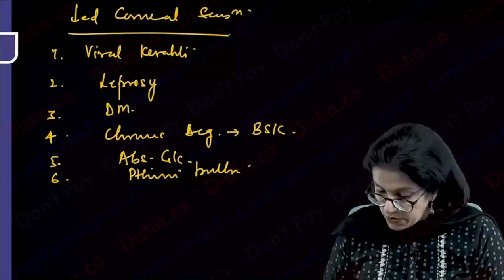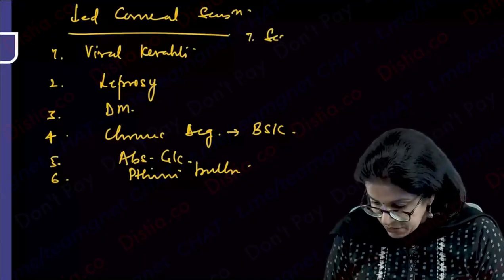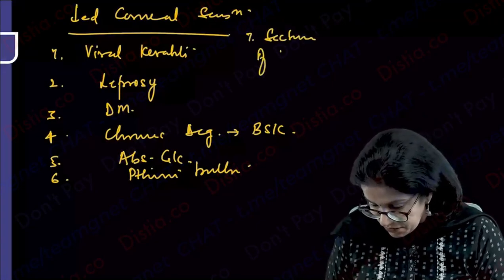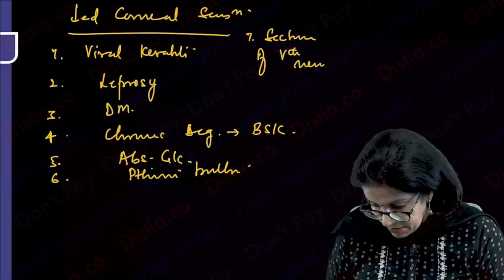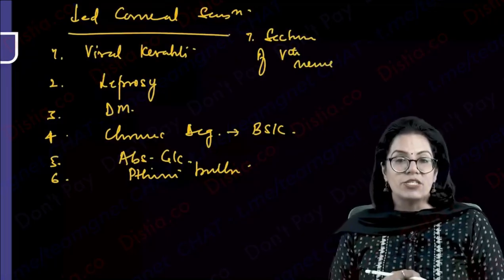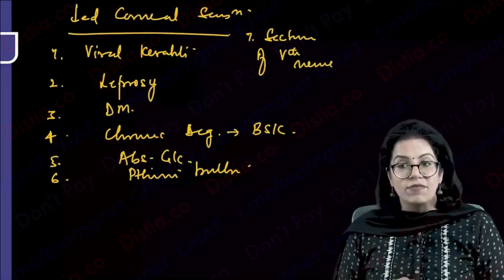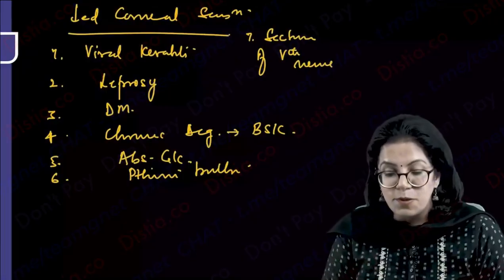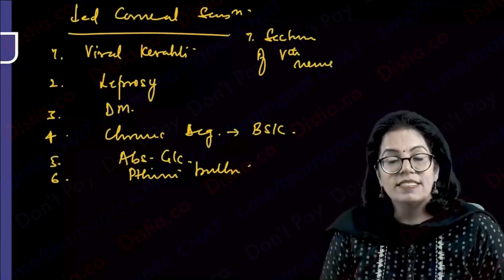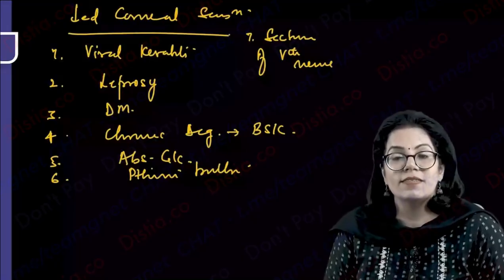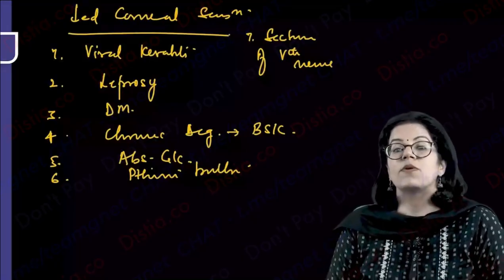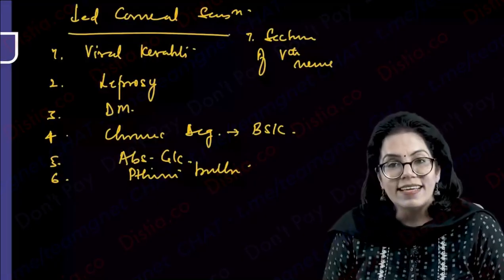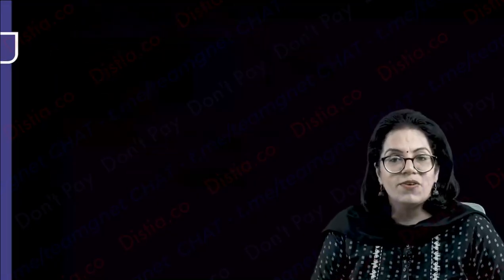Or lastly, you can even note down number 7, section of the trigeminal nerve, section of fifth nerve. There will be loss of corneal sensation, isn't it? And we have talked about neuroparalytic and neurotropic, don't forget that. Whenever there is a sensation loss, what type of keratitis will it be? Leading to neurotropic keratitis, correct? Yes, when the fifth nerve is involved.